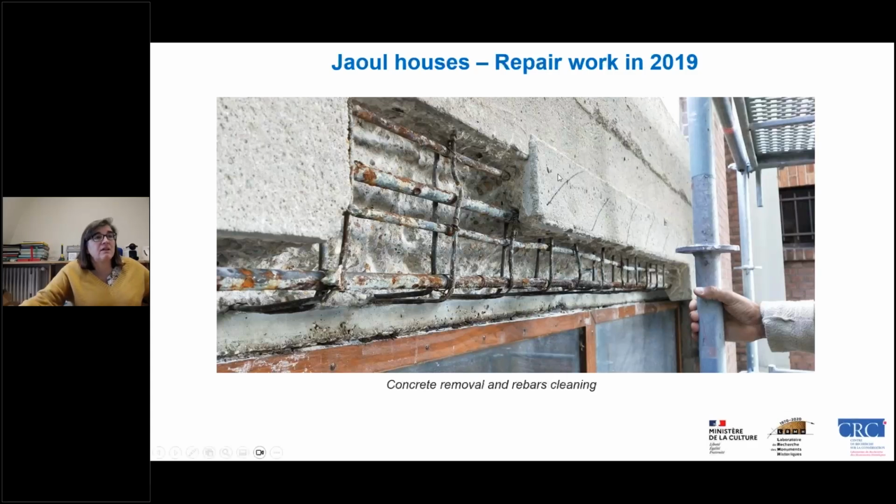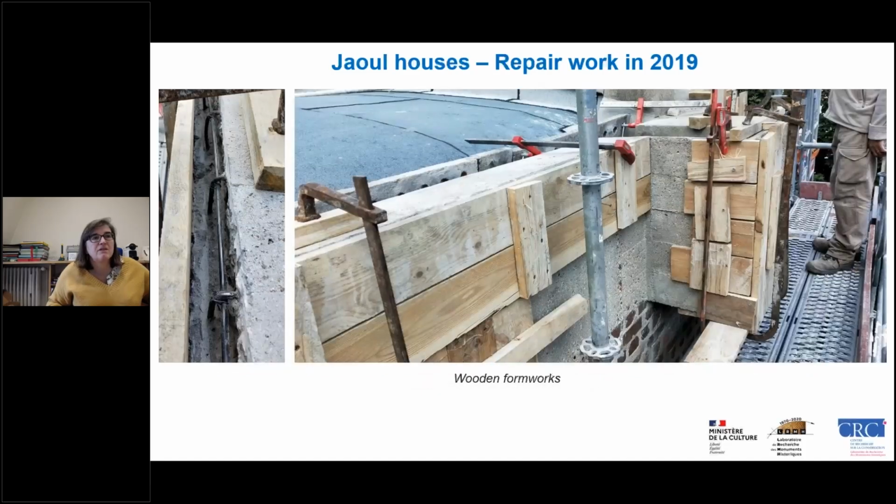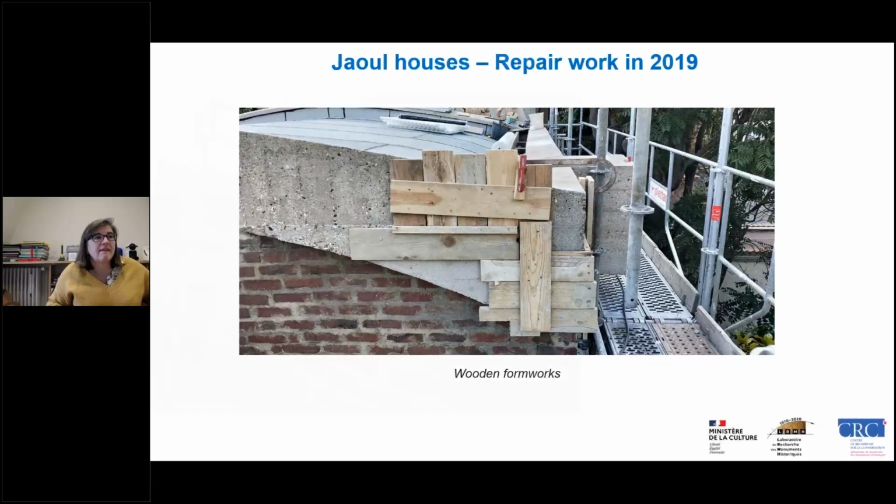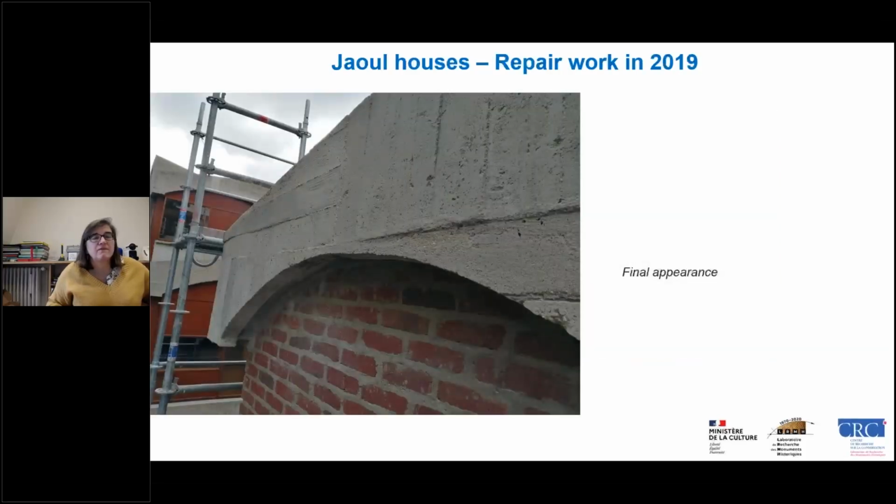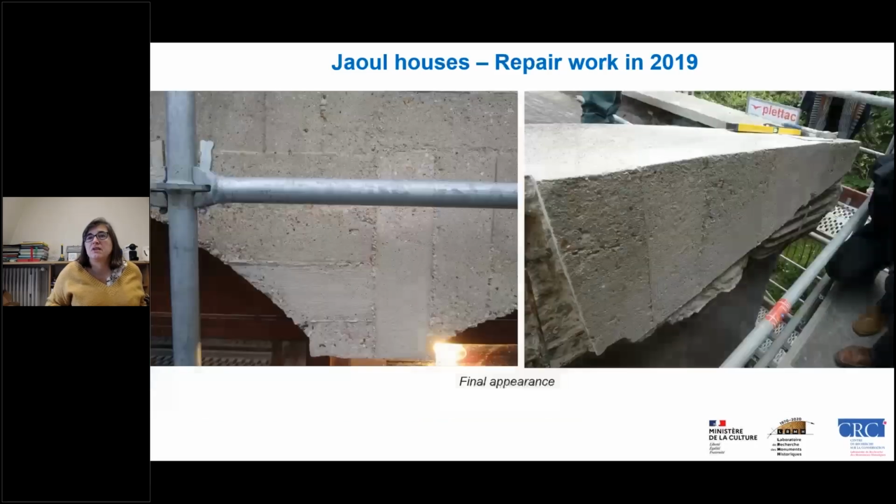And you can see that the initial prints of the wooden formwork were preserved. Here you can see the wooden formworks, and here the results. And the final appearance is that it's almost invisible. Here is the repair.